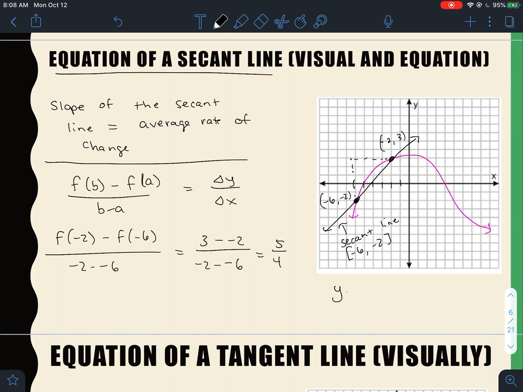Now to write the equation of a line, we can just use point slope form. So y minus y1 equals m times x minus x1. So we can just use point slope form whenever it asks us to write the equation of a tangent line or of a secant line. So I'm going to use the point -2, 3, and I'm going to use the slope that I just found, the slope of the secant line, 5/4. So it'll be y minus 3 equals 5/4 times x plus 2. And that would be the equation of the secant line on the interval -6 to -2 of our function.